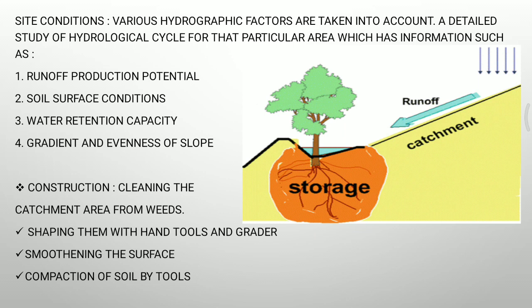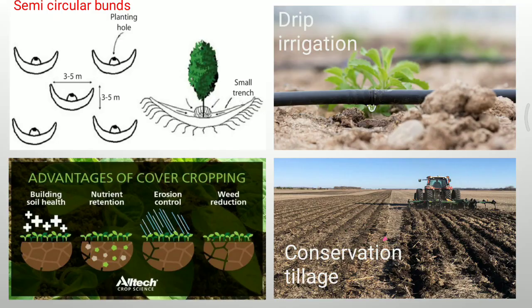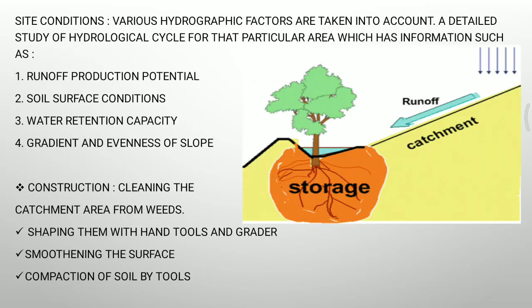So how do we do construction? Cleaning the catchment area from weeds. Next, shaping them with hand tools and grader. Smoothing the surface. We have to have a smooth surface. Compaction of soil by tools. We have to do the compaction of the soil.